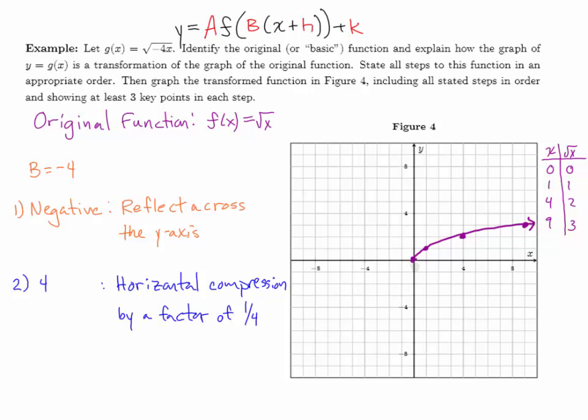Okay, and so for our first step, we're going to reflect across the y-axis. So the point 0, 0 will stay put, but then the point 1, 1 is going to move over to negative 1, 1. The point 4, 2 is going to flip over here to negative 4, 2, and then the point 9, 3 will flip over here to negative 9, 3. And so that's our first step there.